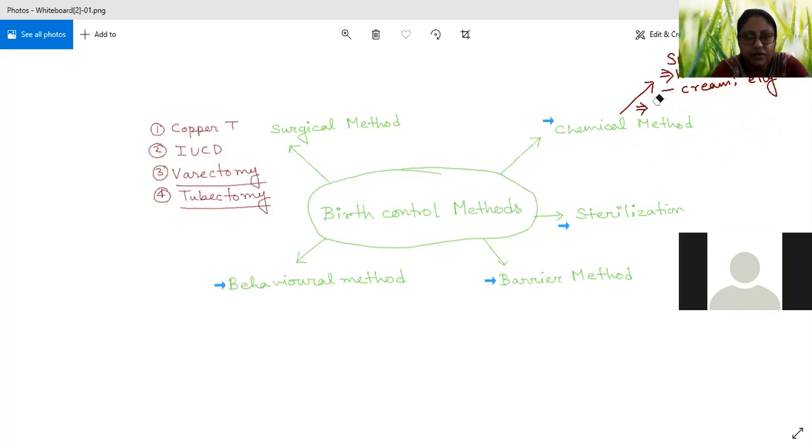Now we will have a look into the hormonal methods of birth control. Okay. So let us have a small review of spermicidals. Here we will write foam, gel, cream/tablets, and there is sponge.